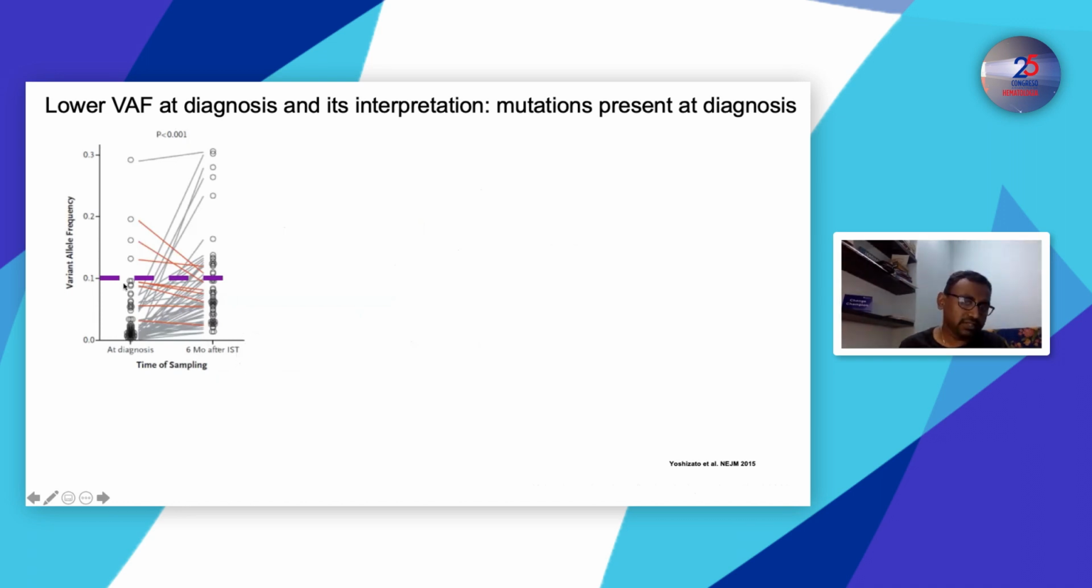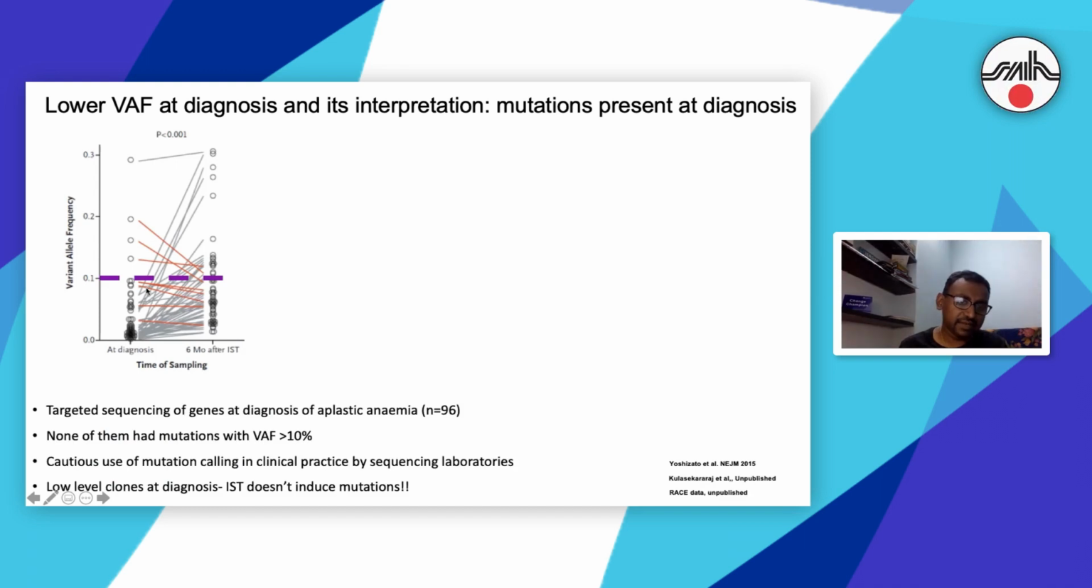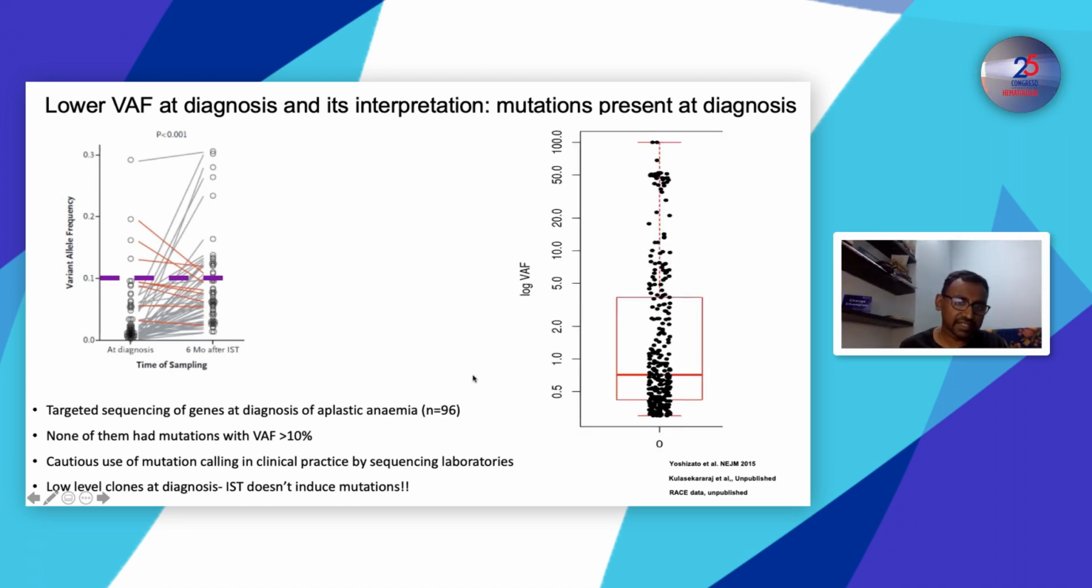IST, most of the abnormalities you pick up are less than the 10% variant allele frequency. And we were able to look at around 96 patients with aplastic anemia, and most of them had a variant allele frequency of less than 10%. So here you can look at it. Most of these clustering of mutations or the variant allele frequency is less than 5%. And this is quite important because in conventional sequencing laboratories, they would not call these abnormalities, which sometimes is a good thing.